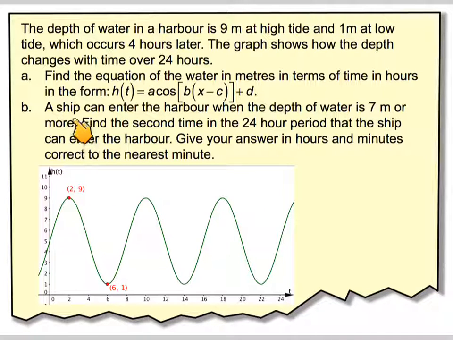metre. Find the equation of the water in metres in terms of time in hours in the form h of t is equal to a cos(b(x minus c)) plus d. A ship can enter the harbour when the depth of water is 7 metres or more. Find the second time in the 24-hour period that the ship can enter the harbour. Give your answer in hours and minutes, correct to the nearest minute. So first of all, we're going to do it in this order: A, D, B, and then C, in that order.